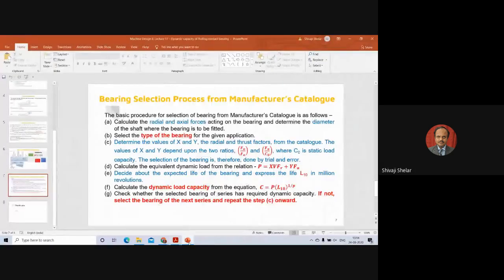Okay, so we have almost completed my steps here. What type of bearing you have selected, you calculate the X, Y factors, you calculate P, you calculate C, then you compare with the table. If this value is not permissible, then you go back again to step C, again you change the series, again you do this calculation till you arrive at the final solution. So this is a trial and error method, a repeated method, an iterative method.